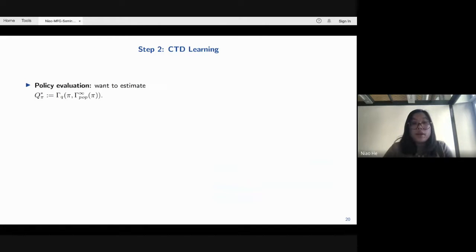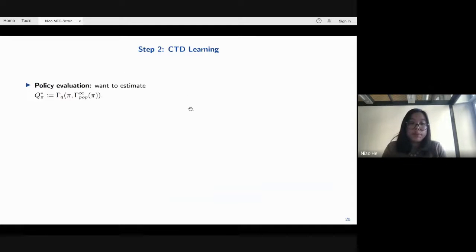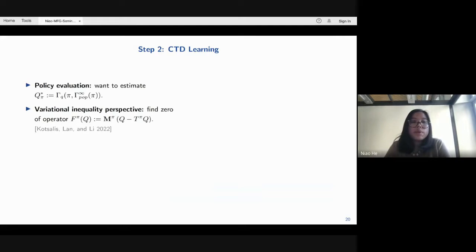And also, these steps imply that you would be able to converge at a linear rate if you are able to compute this policy evaluation operator exactly. But we're not able to compute the policy evaluation exactly. We can only estimate it through some TD learning steps. From existing work, we know that estimating these Q value functions is equivalent to finding the zero of some strongly monotone operators F_π. This can be viewed as solving a variational inequality problem.